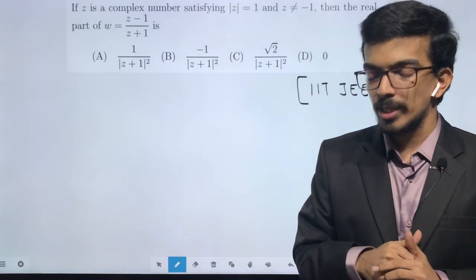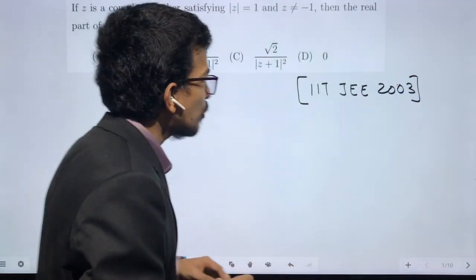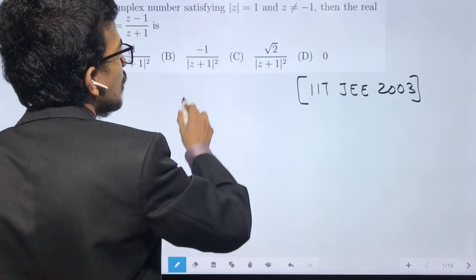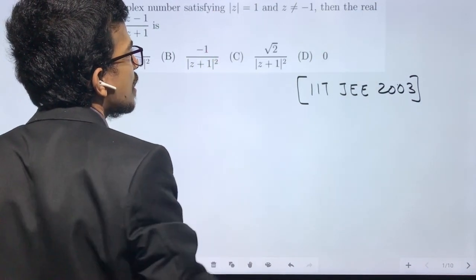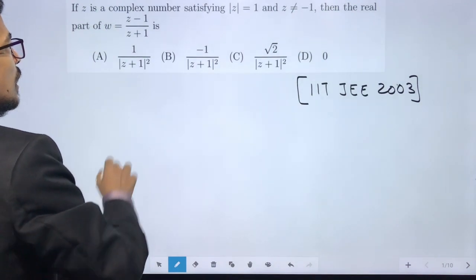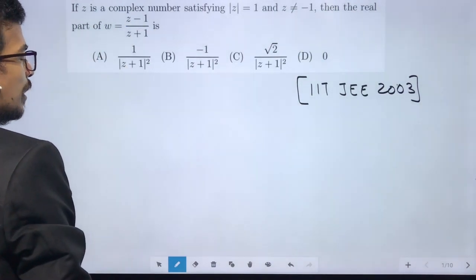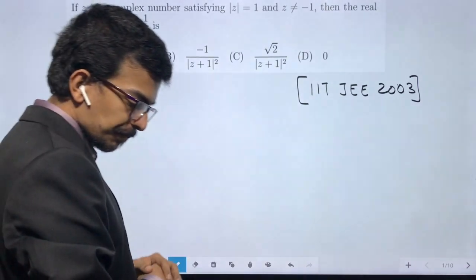So let's go to this question. Quickly read the question. The question says, if z is a complex number satisfying mod z is equal to 1 and z is not equal to minus 1, then the real part of omega equal to z minus 1 by z plus 1 is.